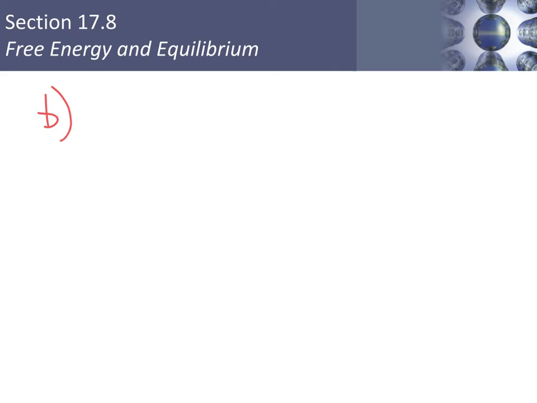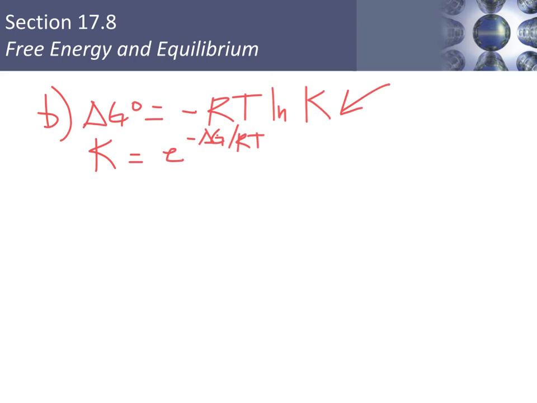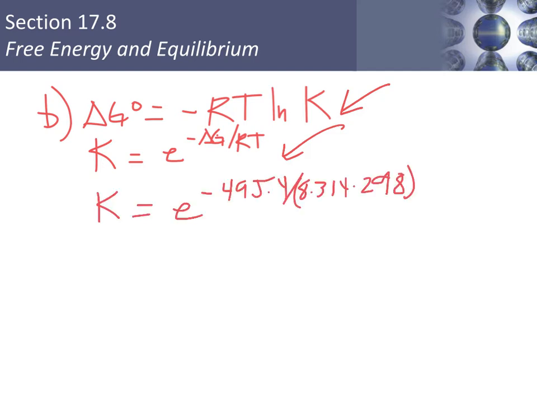Now that we know delta H, delta S, and delta G, we can solve for the equilibrium constant in part B. We'll use this equation and rearrange it so we can solve for K. So this is going to be e to the negative 495.4. That was our delta G from part A.